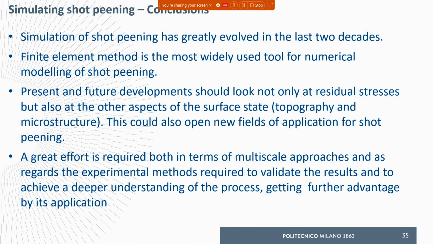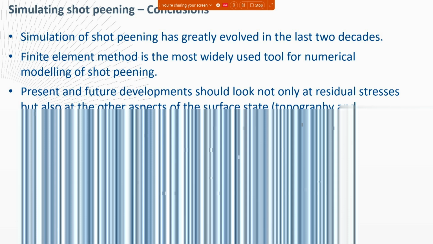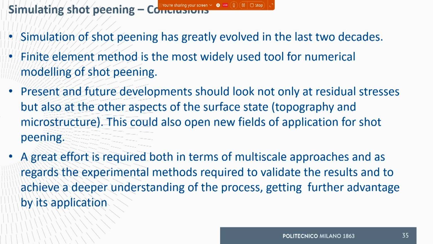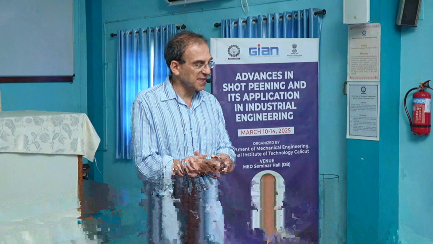Simulating is not a new science. Models date back to 1990, so 35 years ago. The evolution went in the direction of finite elements. So finite element is the most widely used tool for this operation. Why? Because it's the method that allows assessing the shot peening traces.